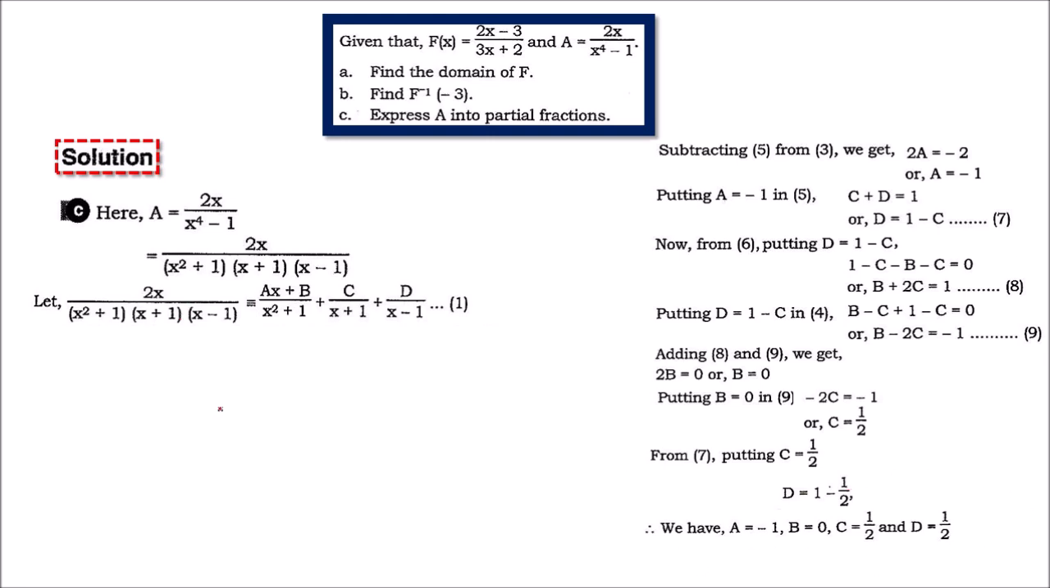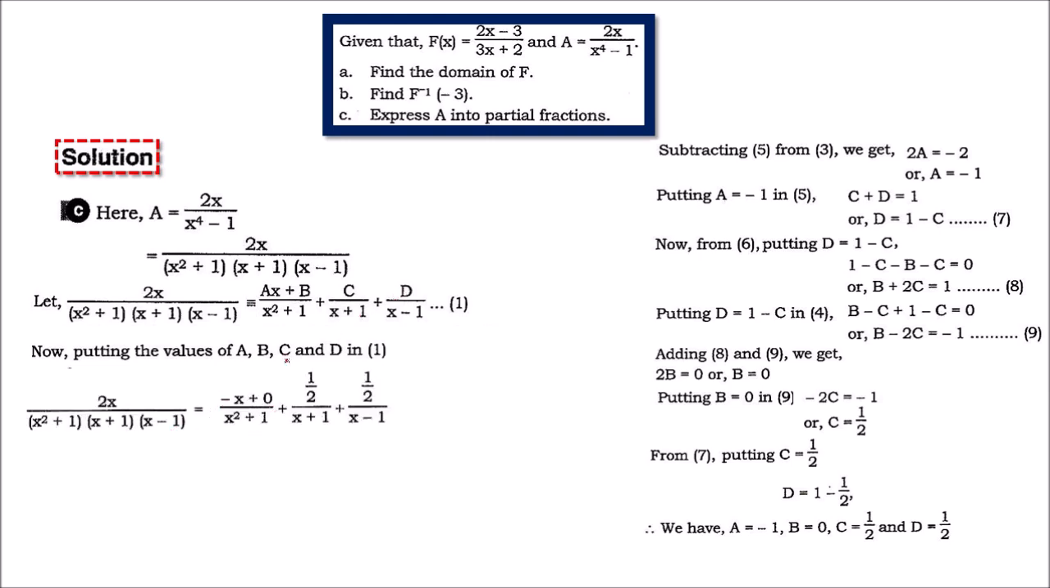Now from here you can see, putting the value a, b, c and d in equation 1, I am just putting minus 1 here, then 0 here, and c equal to 1 by 2, d equal to 1 by 2. So minus 1 is just minus x, 0 will be nothing. So it seems to be like this: minus x by x square plus 1 plus 1 by 2 into x plus 1 plus 1 by 2 into x minus 1, that is our partial fraction of this one.